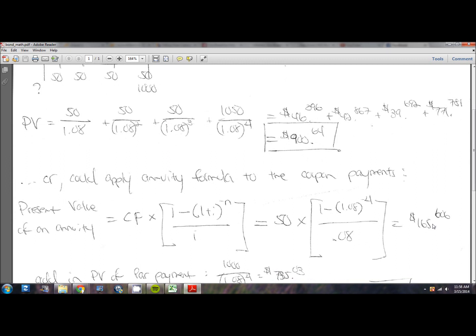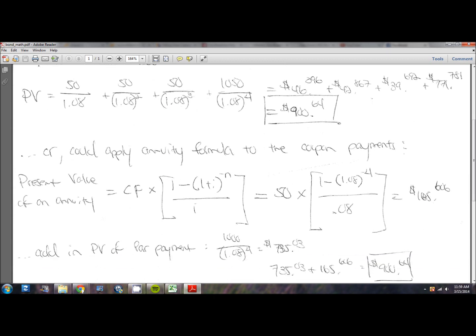So those 4 $50 coupons that you're receiving over time, if you had to put a value on those coupons today, it would be $165 and almost 61 cents. So then you take that, and then you also have to handle the $1,000 par payment you're getting back at the end of the bond's life, which you can simply use the basic time value of money formula to handle, because it's just a one-time payment. It is a lump sum.